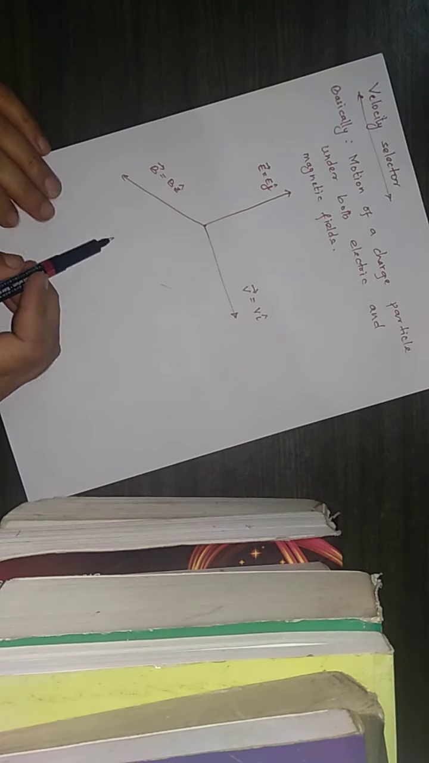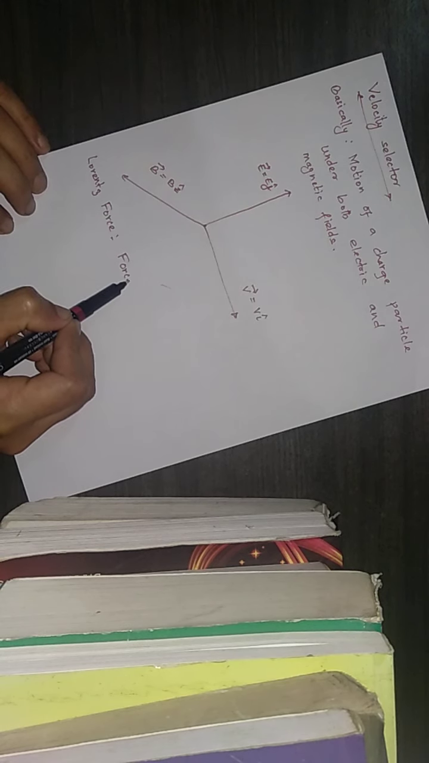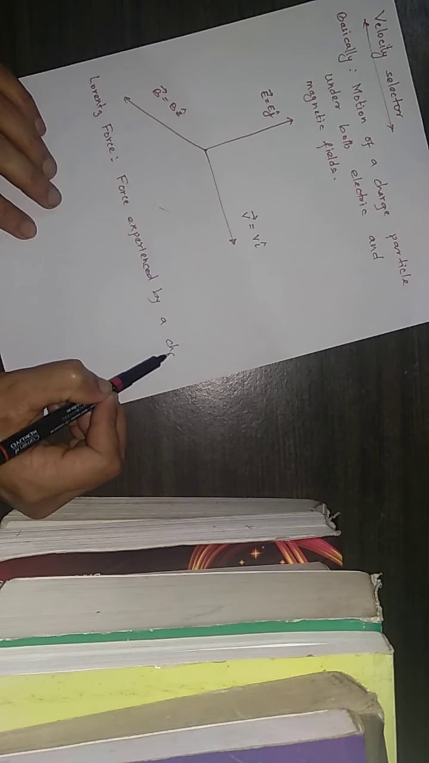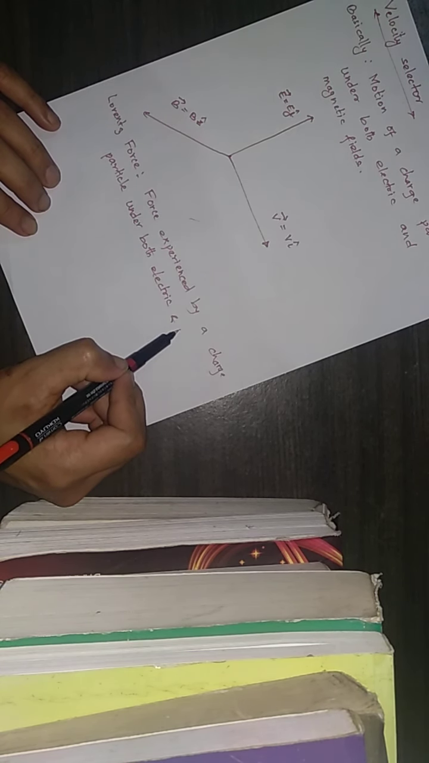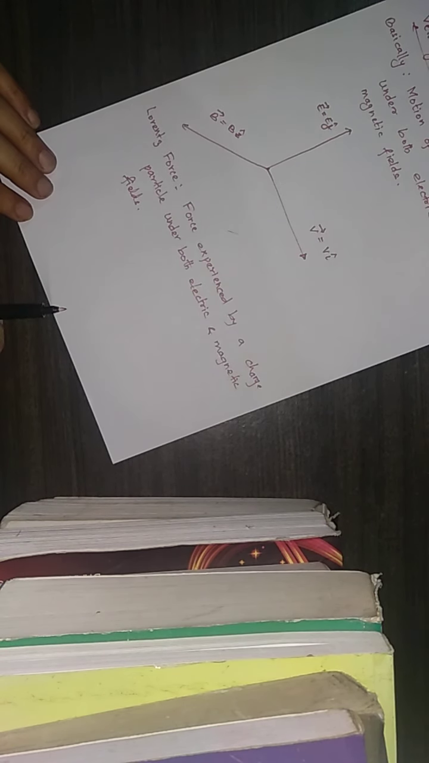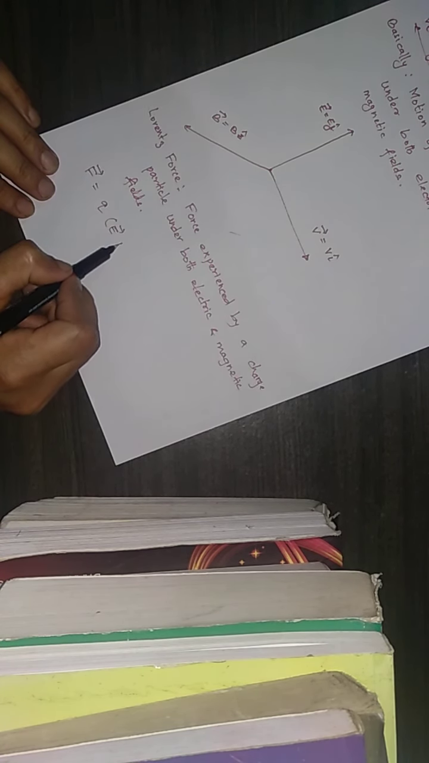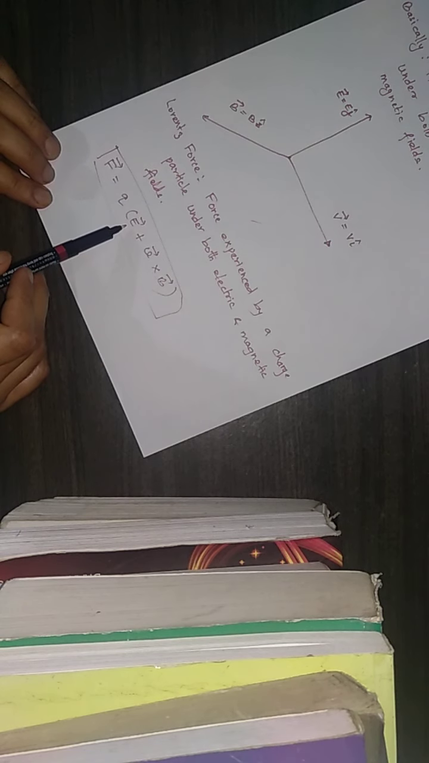Okay, and we know about Lorentz force. Lorentz force is basically the force experienced by a charged particle under both electric and magnetic fields. It is given by Q(E plus V cross B). So this is the net force, or the Lorentz force, experienced by the charged particle which has a velocity V under electric and magnetic fields.